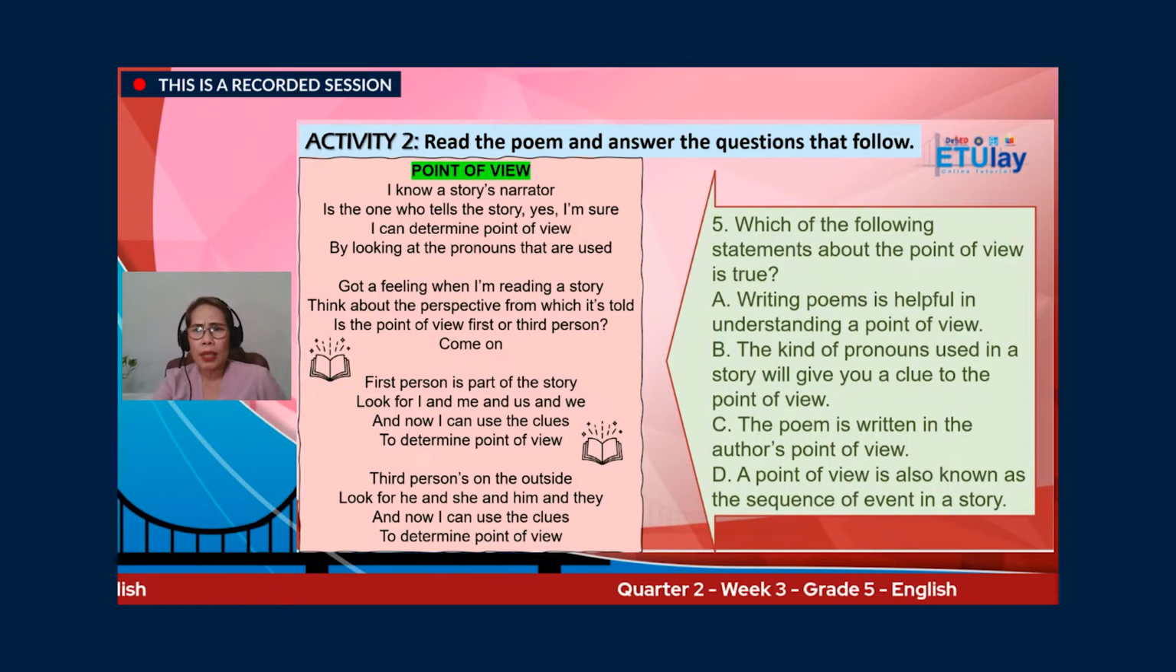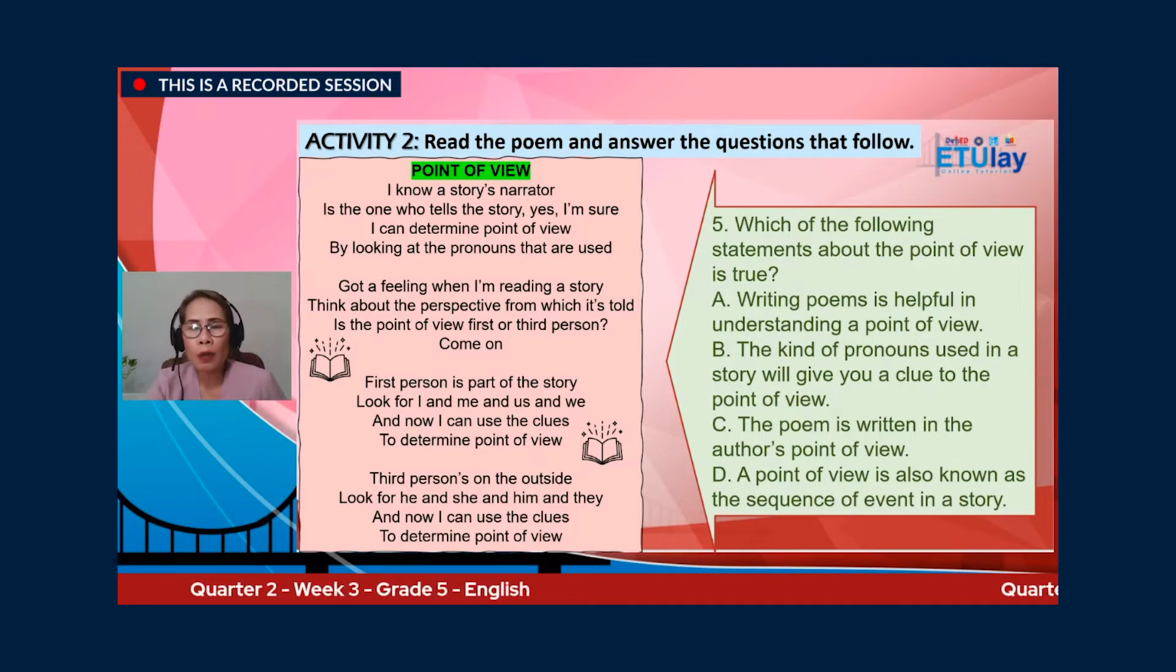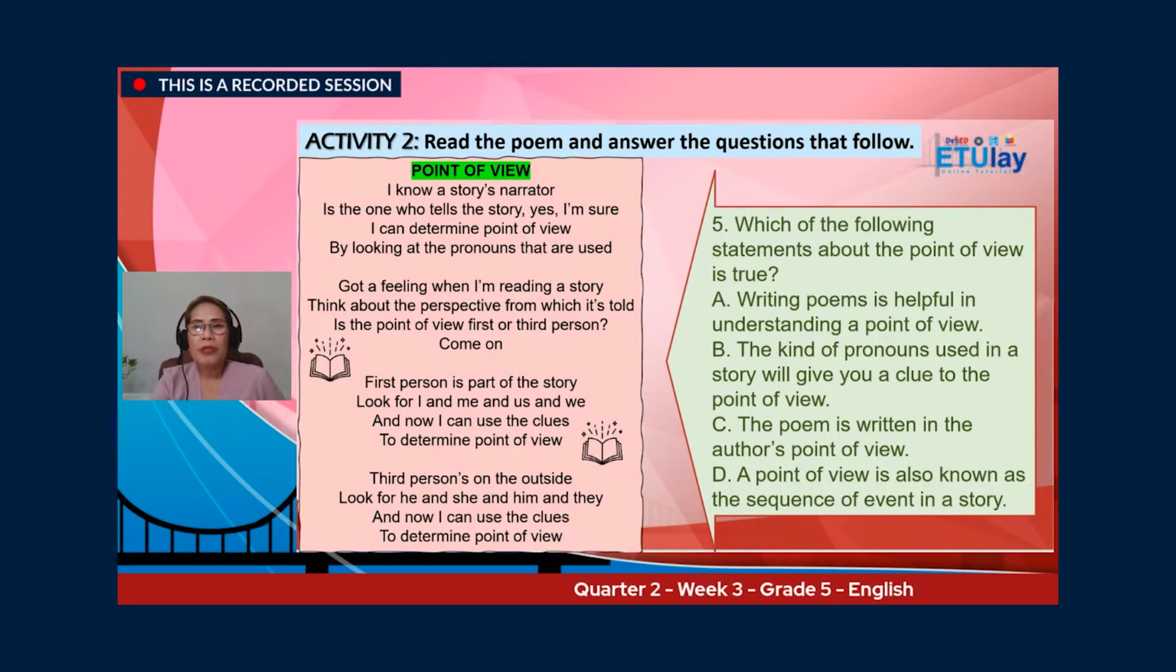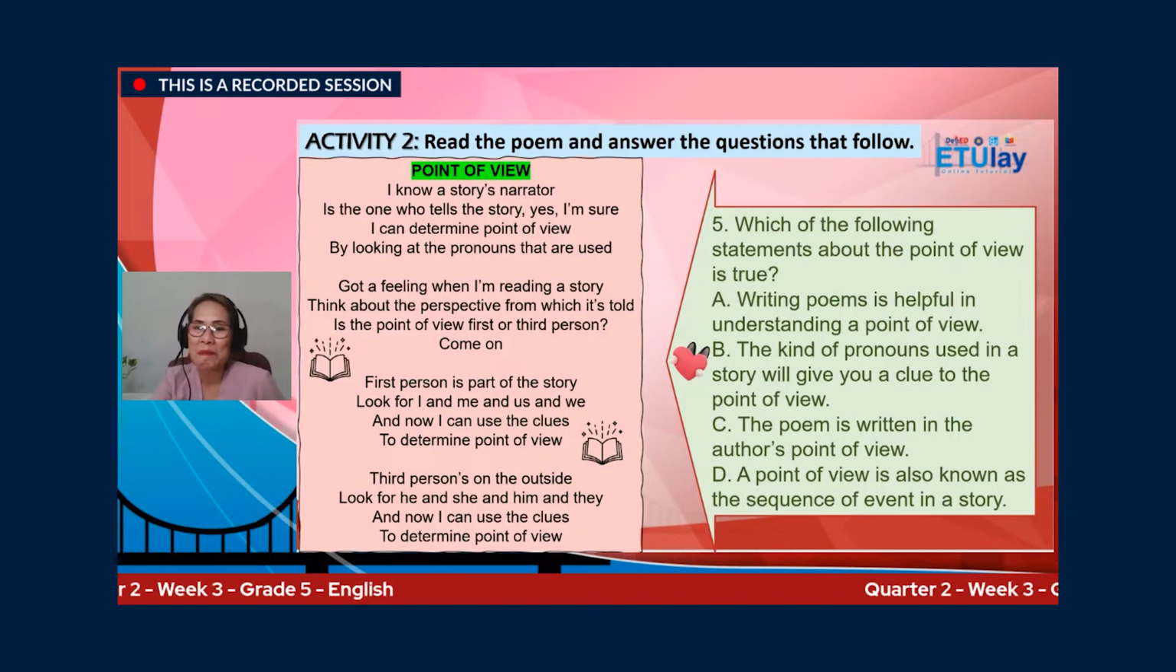Which of the following statements about the point of view is true? A, writing poems is helpful in understanding a point of view. Letter B, the kind of pronouns used in a story will give you a clue to the point of view. Letter C, the poem is written in the author's point of view. And D, a point of view is also known as the sequence of events in a story. Come on, where is it? Wonderful. Yes, it's letter B.